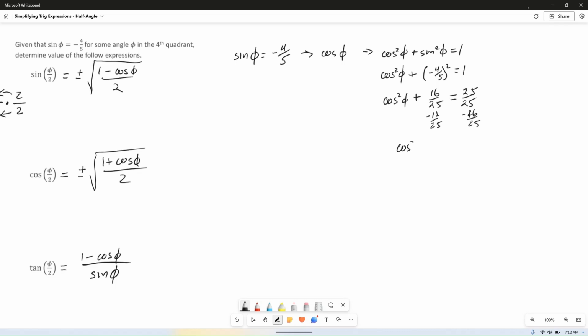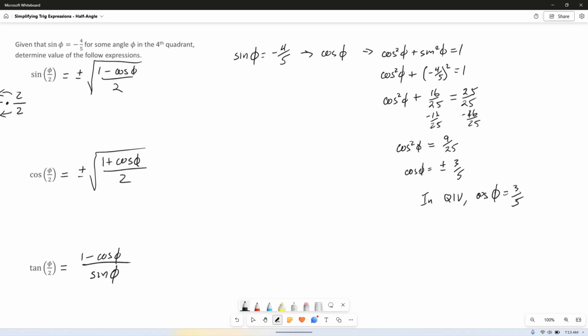I'm going to get that cosine squared of phi is equal to 9/25, which means cosine of phi is going to be either a positive or a negative 3/5. Now, since we're talking about the fourth quadrant, I know cosine has to be positive. So cosine of phi is going to be a positive 3/5. Okay, so I know all the values I need. I can go ahead and plug them into my identity formulas.